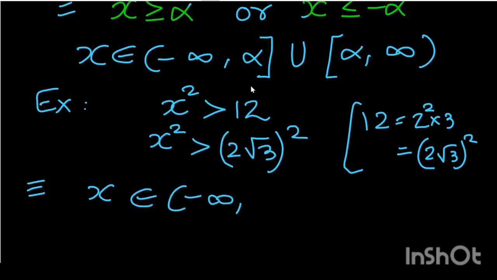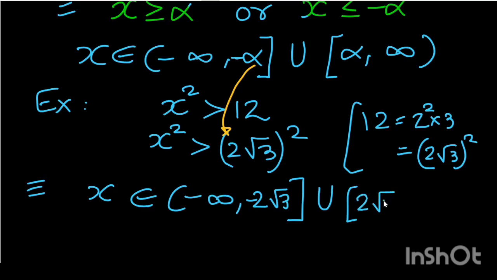So here alpha is 2 root 3, guys. So minus infinity to minus 2 root 3, union, sorry, here also it should be minus alpha, sorry guys. Okay, so alpha, which is 2 root 3 in this case, to infinity, guys. So that's the answer, guys.